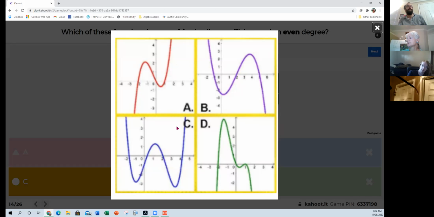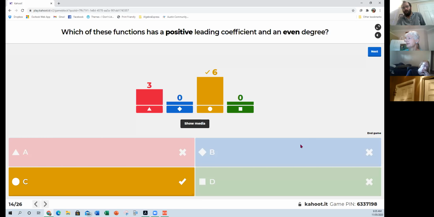Positive means the very end is going up, but this one would be 1, 2. If you add 1, it would be 3. Here, the very end is going up, and if you count 1, 2, 3 humps and add 1, that would be 4. So the only possible answer would be C, because it's positive since the very end is going up, and it is 4th degree because the minimum degree would be 4th degree because it's got 3 humps. If you picked A, you got the positive part, but you didn't get the even degree.